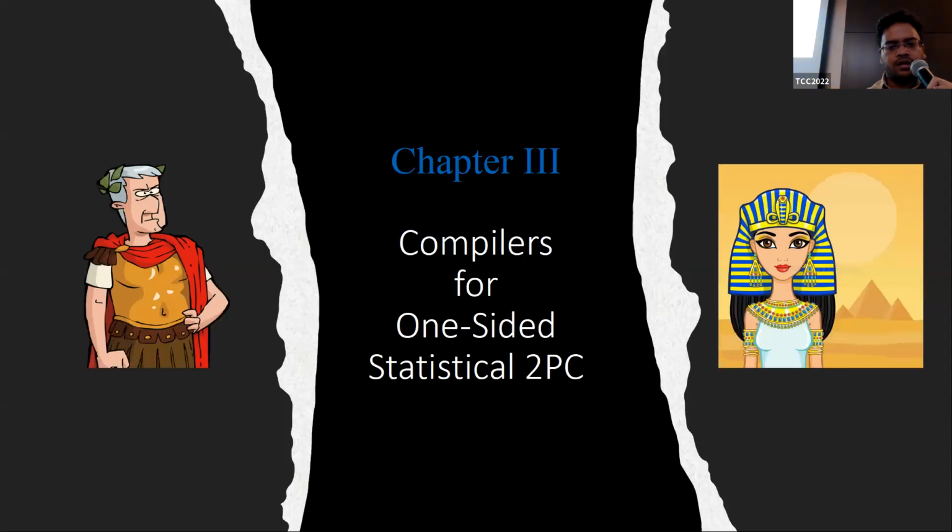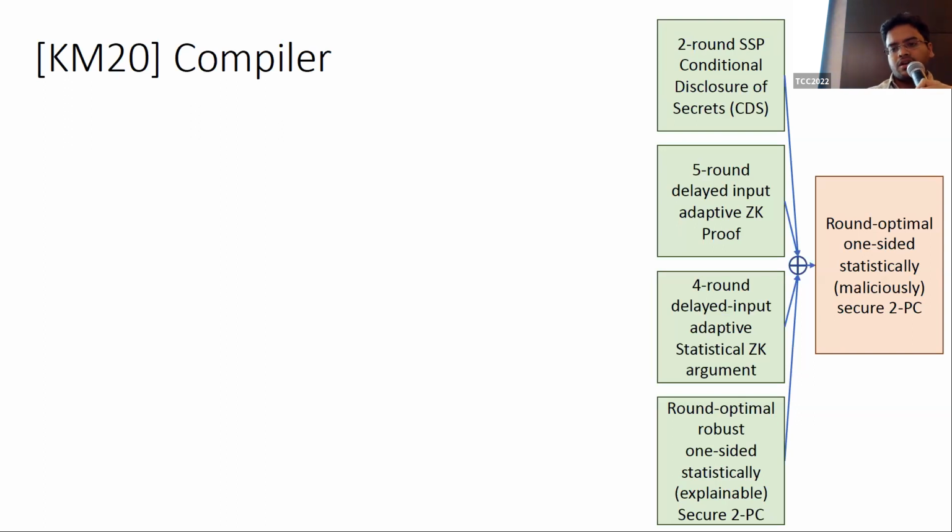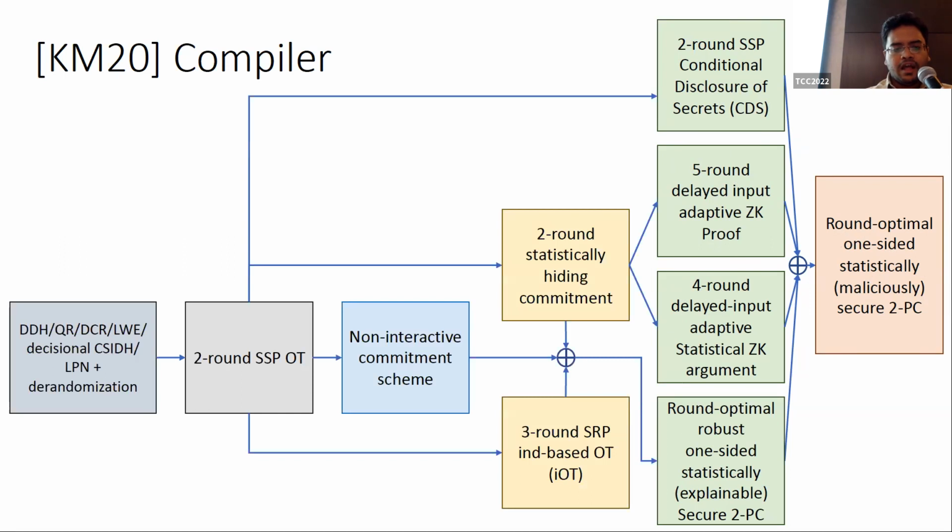So using the EOT with SRP property, we are gonna check out how we build this compiler for one-sided statistical 2PC. I'm not going to go into the compiler construction, but I'm just gonna briefly highlight the result by KM20 and what changes we make in it. So they obtain this round optimal one-sided statistical secure 2PC from 4 primitives. The first primitive is a 2-round statistically sender private conditional disclosure of secrets. Then they have 2 proof systems. And they also have this called round optimal one-sided statistical explainable 2PC. And they basically build all of these 4 primitives from 2-round SSPOT.